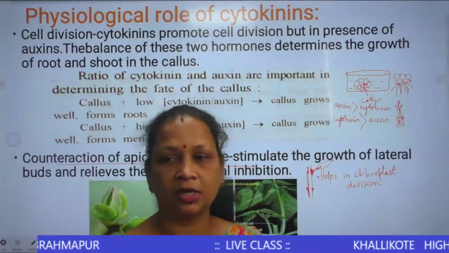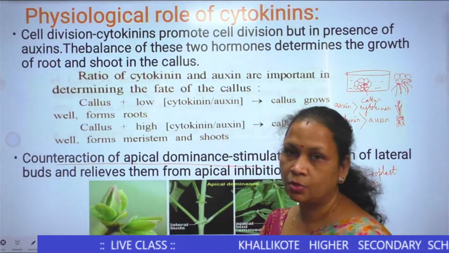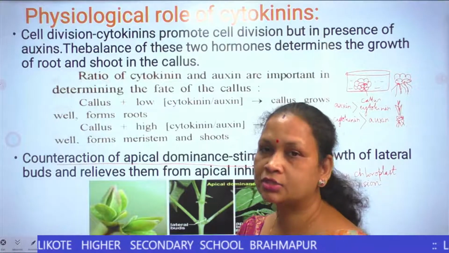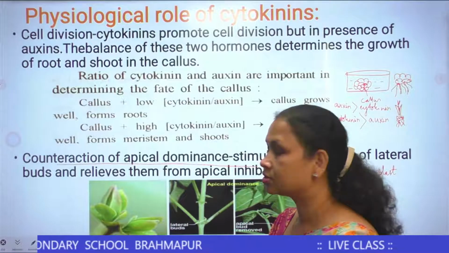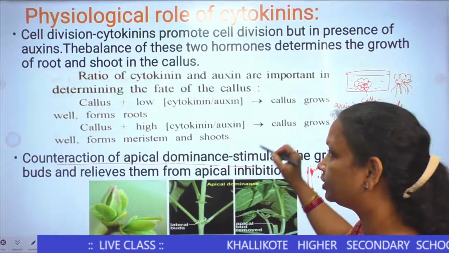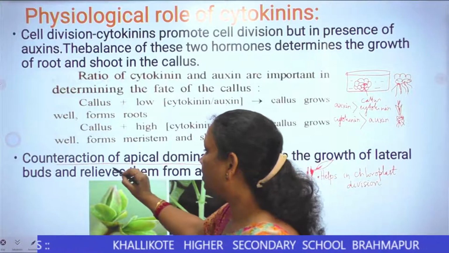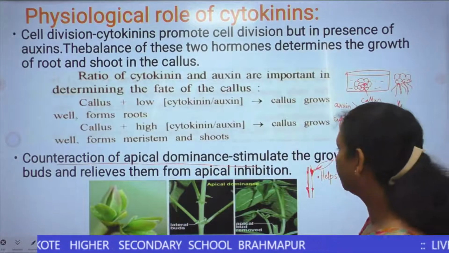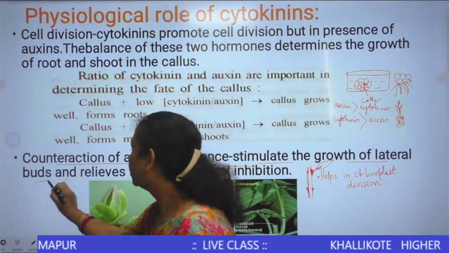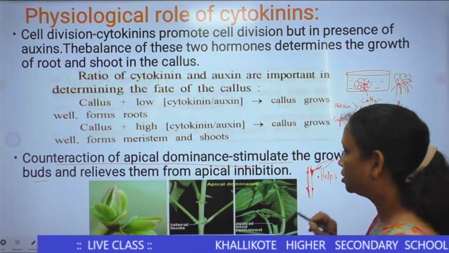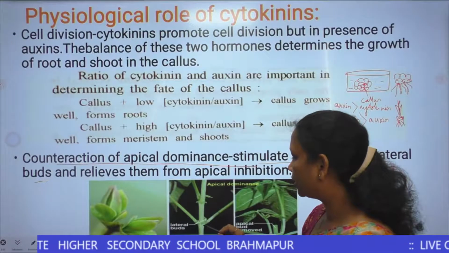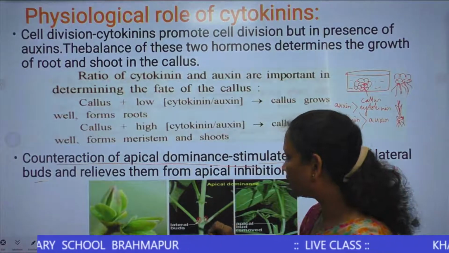So, the next important activity of cytokinin in the plant body is counteraction of apical dominance. Apical dominance was a phenomenon that we had studied under auxin. That is, whenever the apical bud is present, the concentration of auxin is high and it stops the growth of the lateral buds. So, that was what apical dominance was in auxin. Here it is antagonistic, that is, cytokinin works opposite to auxin and counteraction of apical dominance occurs. So, cytokinin will stimulate the growth of the lateral buds and relieve them from apical inhibition.